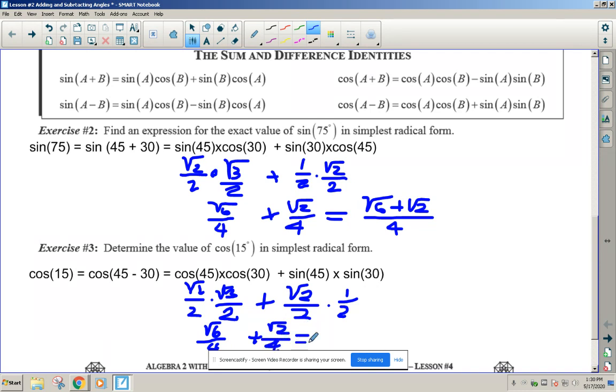So now I have the same answer. So two different problems, two different formulas, landing me in the same place, but that happens all the time. We can get the same answer for two different problems. And there we go, over 4. So I hope that you followed along with this one.